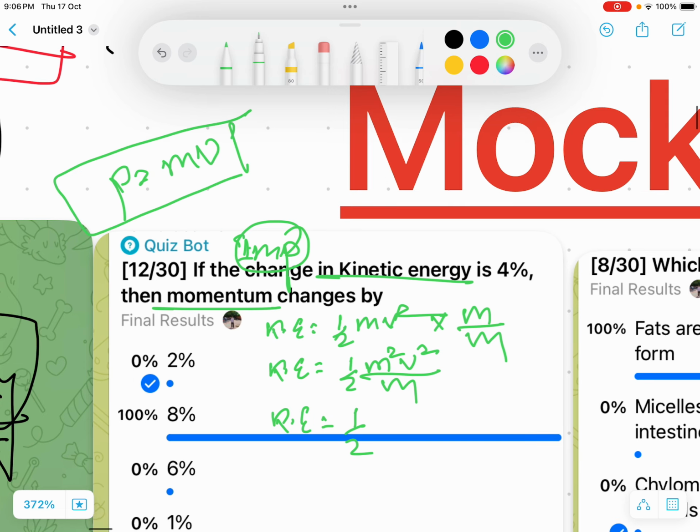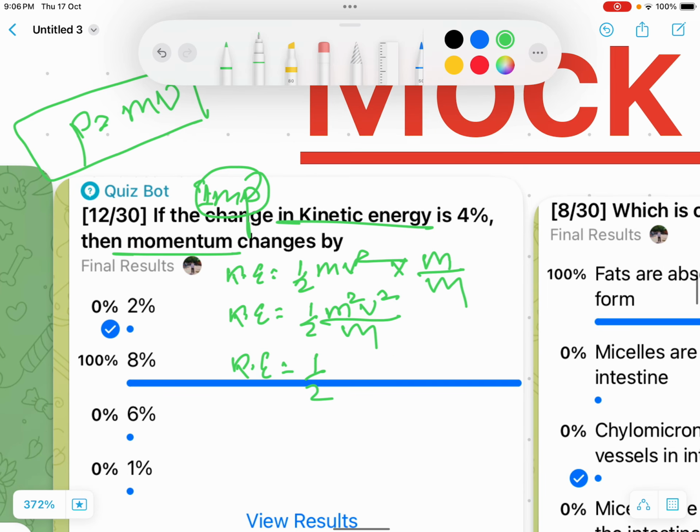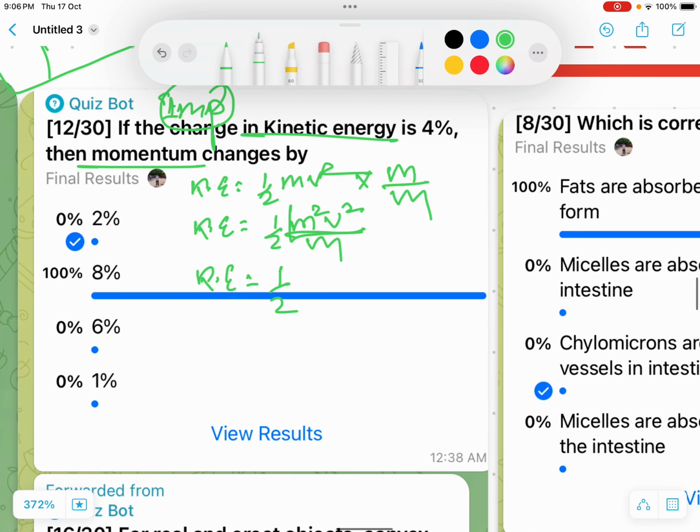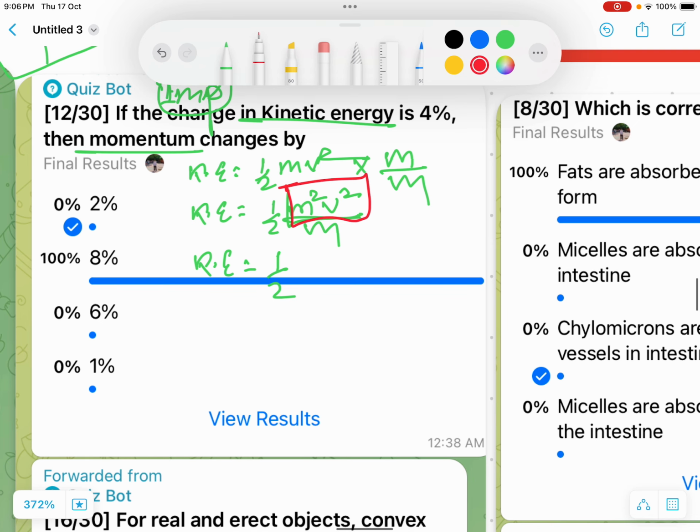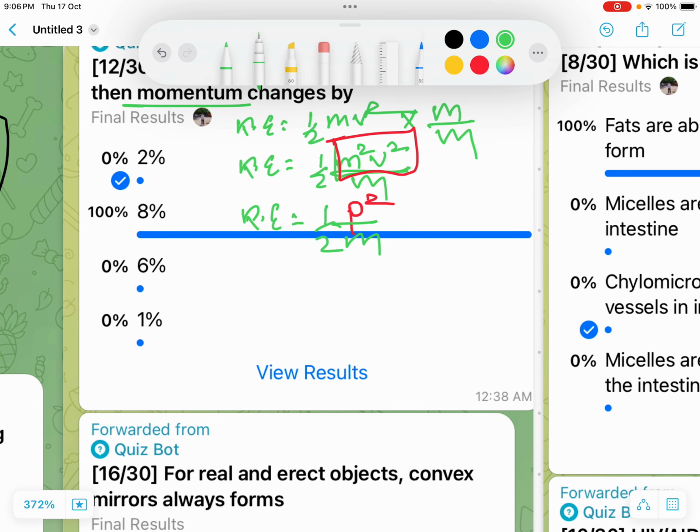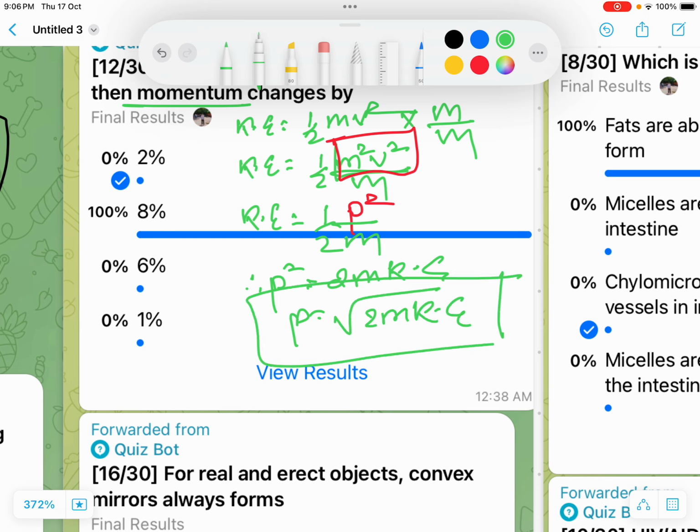What is the formula of momentum? Momentum equals mass into velocity. Everybody knows this, right? So we can substitute m square v square with p square. So we get kinetic energy equals p square by m, half of it. This gives us the relation between momentum and kinetic energy. So p square equals 2m KE, so p equals root of 2m KE.